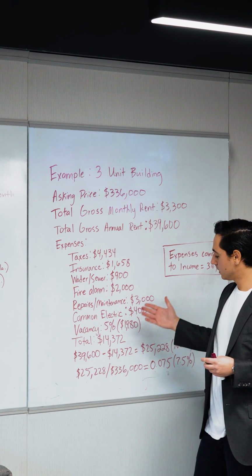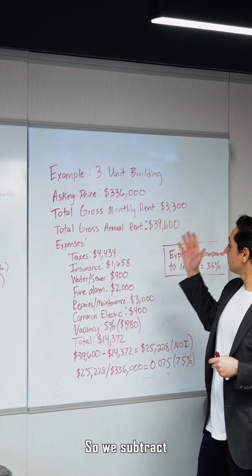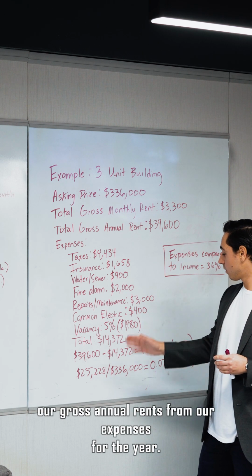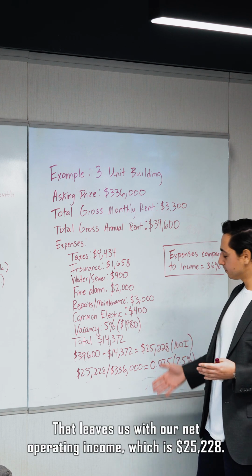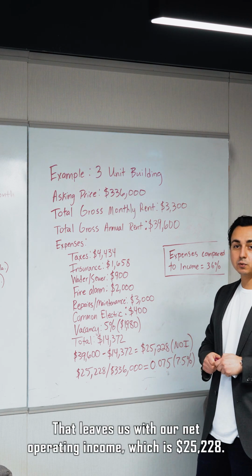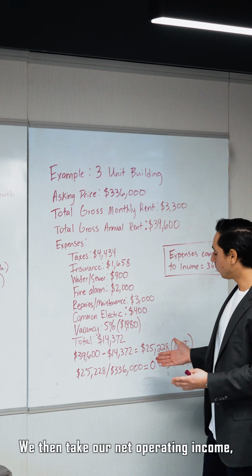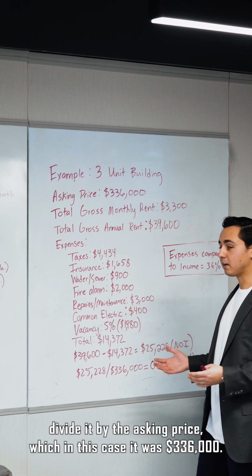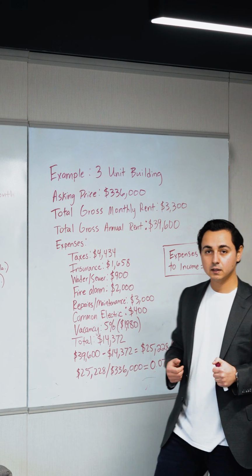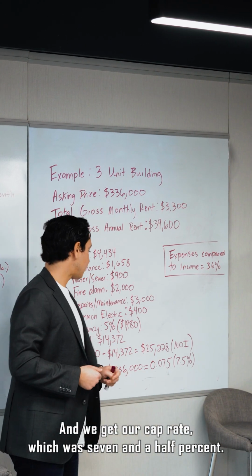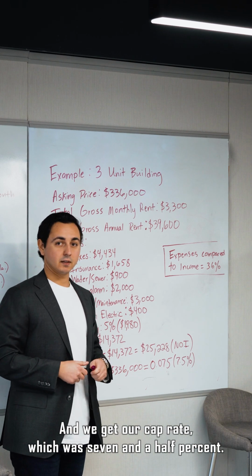The total comes to $14,372 for the year. So we subtract our expenses for the year from our gross annual rents. That leaves us with our net operating income, which is $25,228. We then take our net operating income, divide it by the asking price, which in this case was $336,000, and we get our cap rate, which was 7.5%.